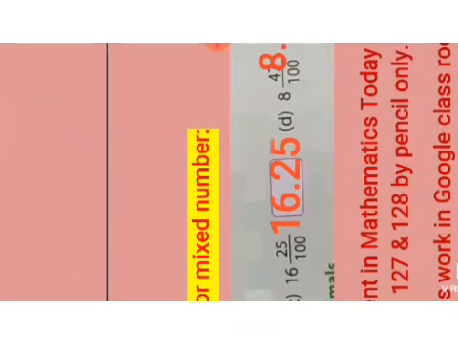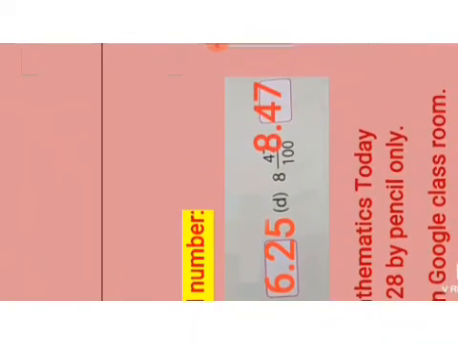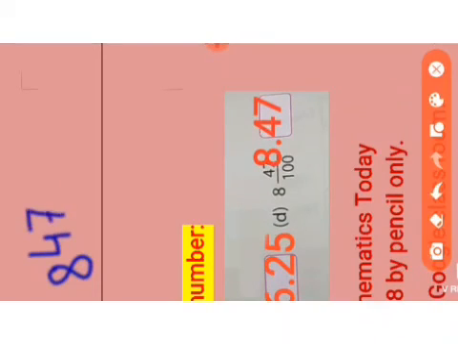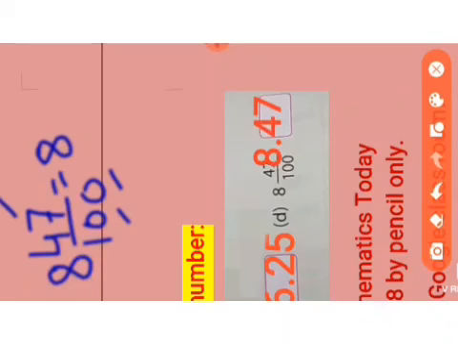Okay, so come to the last sum for today. Today's last sum, you can see on the screen. The question is given: 8 and 47 hundredths. So the whole number is 8 and in 100 there are 2 zeros, so we'll place the decimal just before 2 digits. So 8.47. This is our answer.